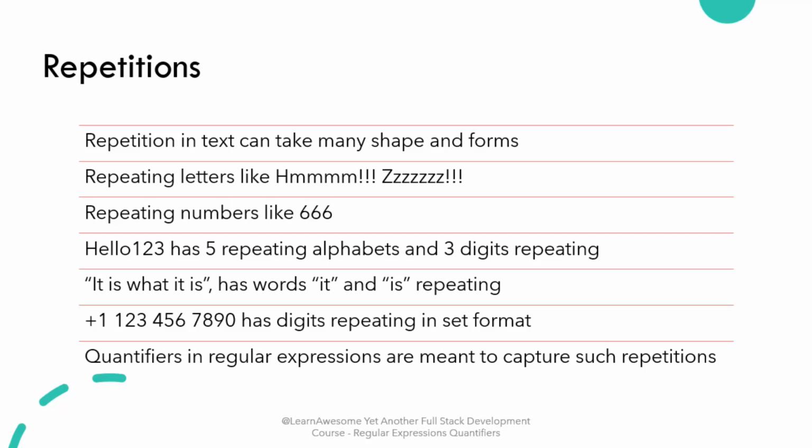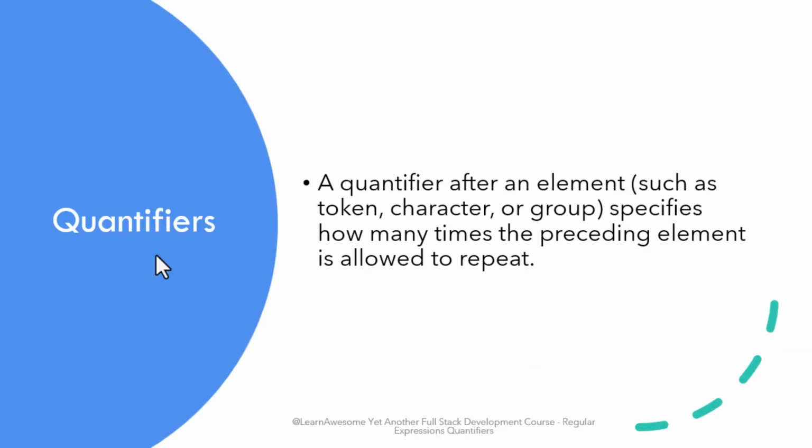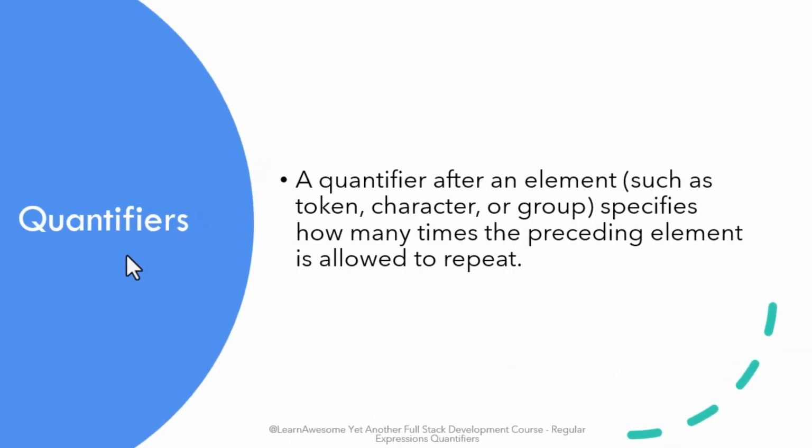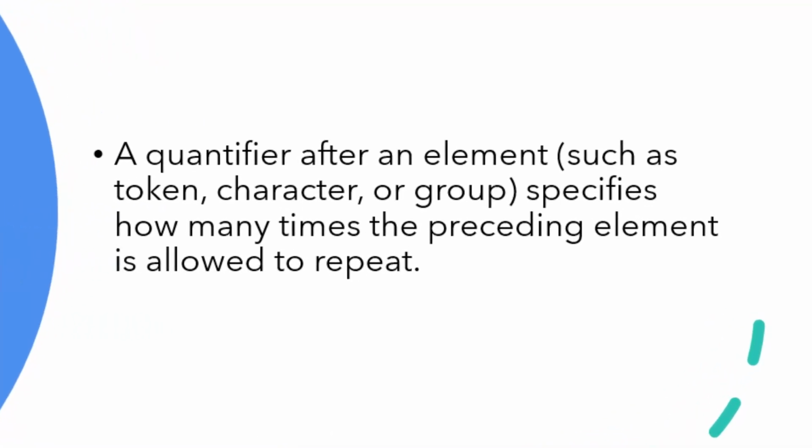Let's go over its formal definition and then explore supported quantifiers for various scenarios. So a quantifier after an element such as token, character, or group specifies how many times the preceding element is allowed to repeat. Nothing fancy to it, right? Pretty straightforward concept. However, I would definitely like to emphasize the earlier part of this statement more than the later.